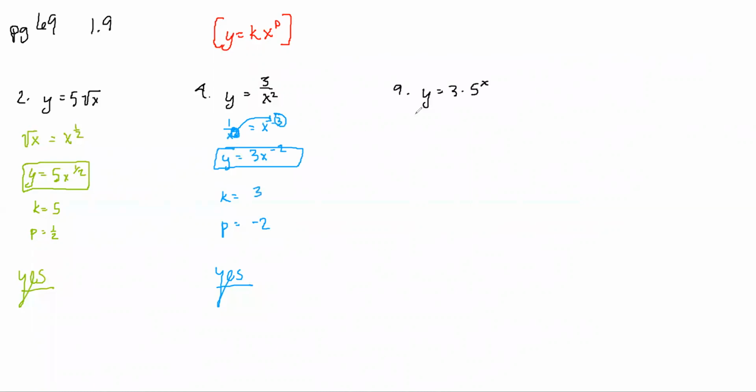Okay, what about this one, number 9? Yes or no? Wasn't it like 5x? 3 times 5x. Wouldn't it just be 3 times 5x? Isn't that just 15x? Wait, no, 5 is to the power of x, but the 3 is not. Oh, okay. So the 3 is not a part of the base.